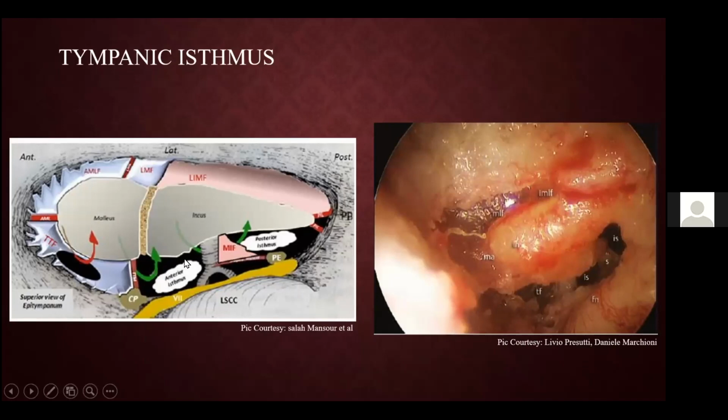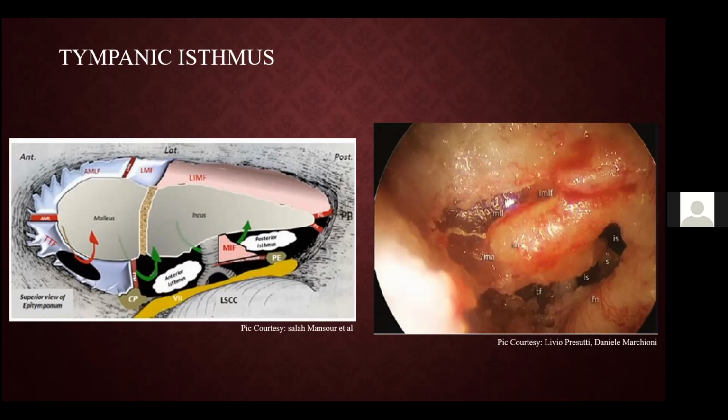And there are two isthmuses or openings, the anterior one, which is the main contributory opening, around 1 to 3 millimeters, and a posterior one. And these two are separated by the medial incudal fold. An additional opening you can see here in the anterior aspect, which is the tensor tympani fold defect, which is most of the time not present.